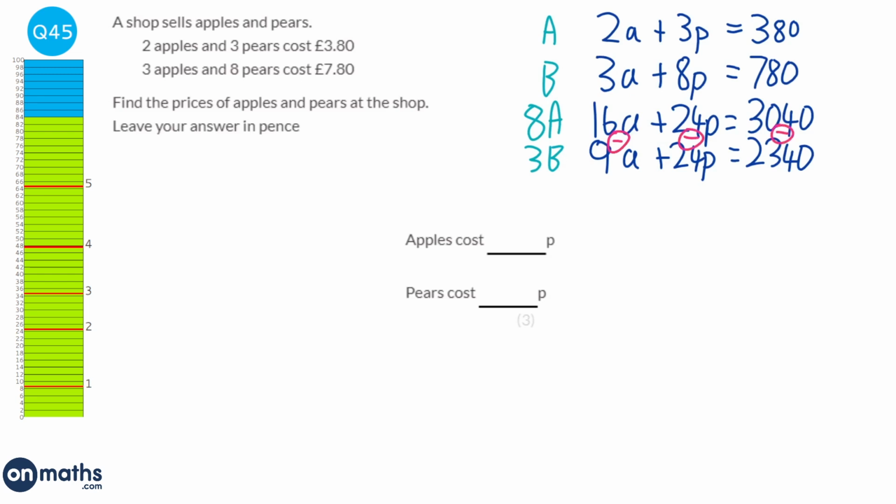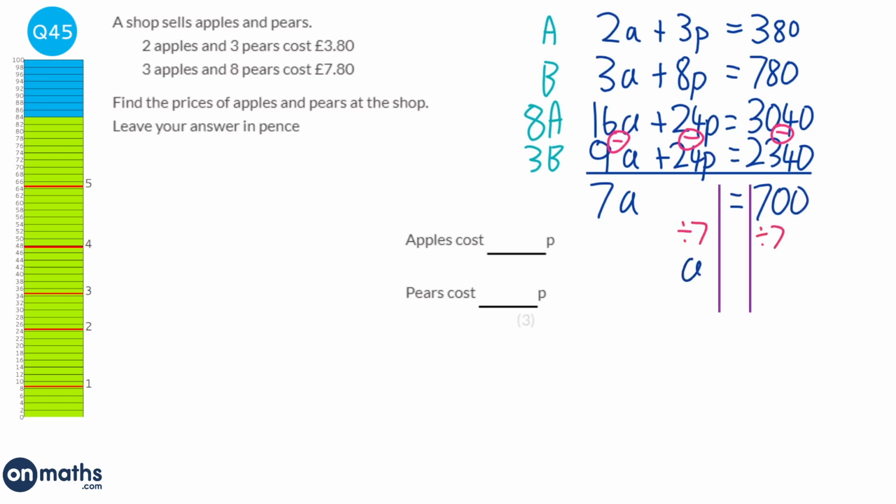So I can just do a little line here to show what we're doing. We're subtracting going downwards, and we're going to do 16a take away 9a, which will be 7a. 24p take away 24p, which is nothing, which is why we did that, to eliminate them. And then 3040 take away 2340 will be 700. Then I can put my lines in, and all I need to do now is divide both sides by 7, and I get a equals 100. So we know that apples cost 100, or £1.